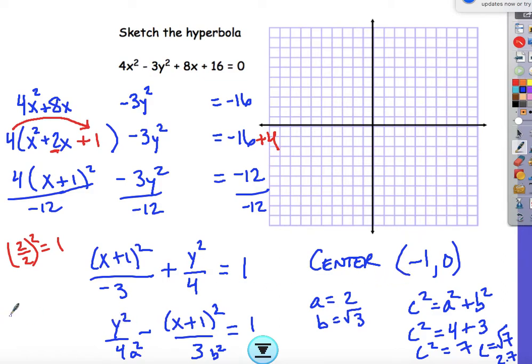Because the y's are squared first, that would mean that it's opening up and down. Or if you wanted to think of it as vertical for the major axis. So my center would be here at negative 1, 0. A goes from center to vertex, and I need to go up and down to get to my vertices. So I would go up 2 to get a vertex, and I would go down 2 to get a vertex. B would be square root of 3, which is about 1.7. That would go horizontally to get the edge of the minor axis. So I would go out about 1.7, just kind of eyeball it, and then make your invisible box.